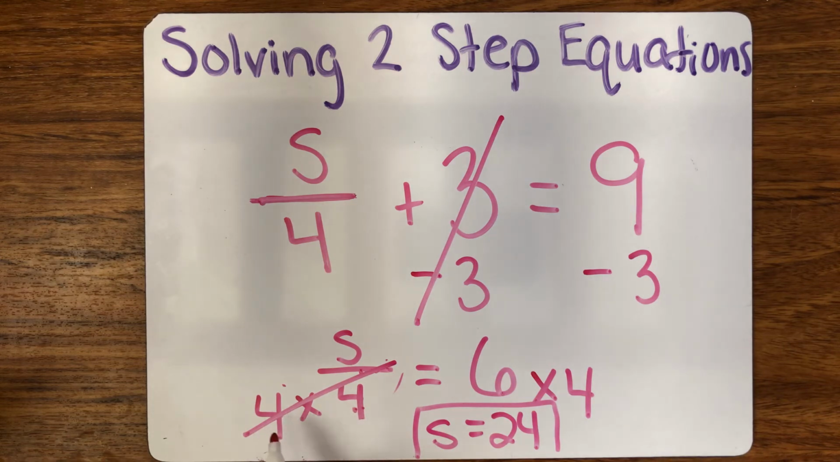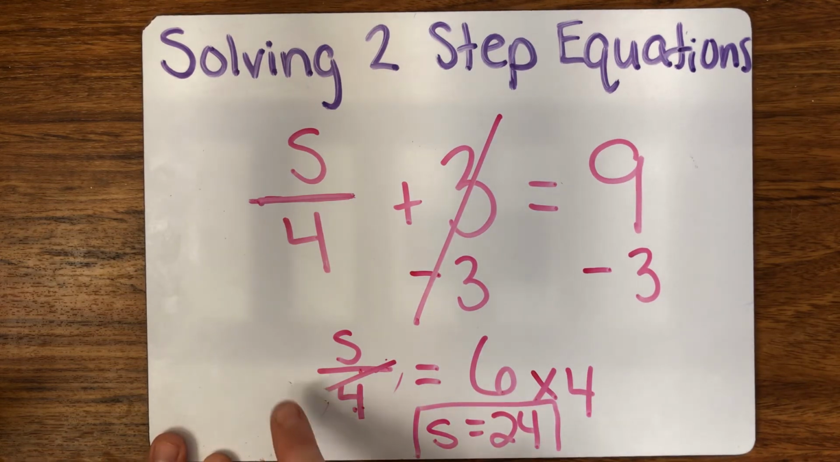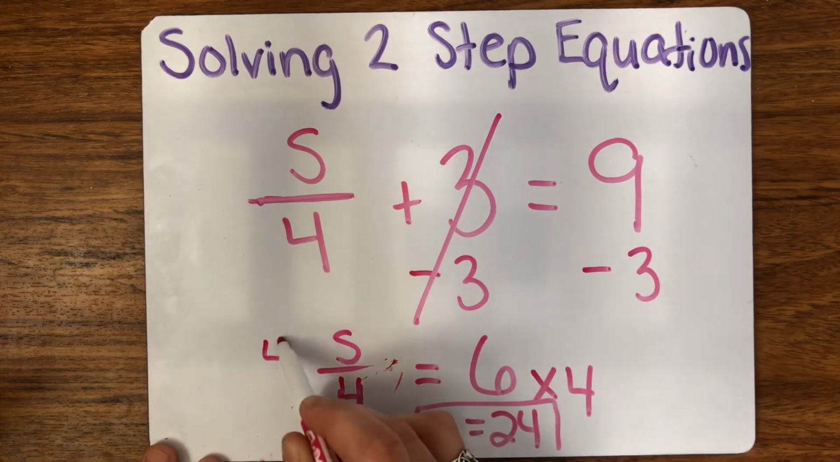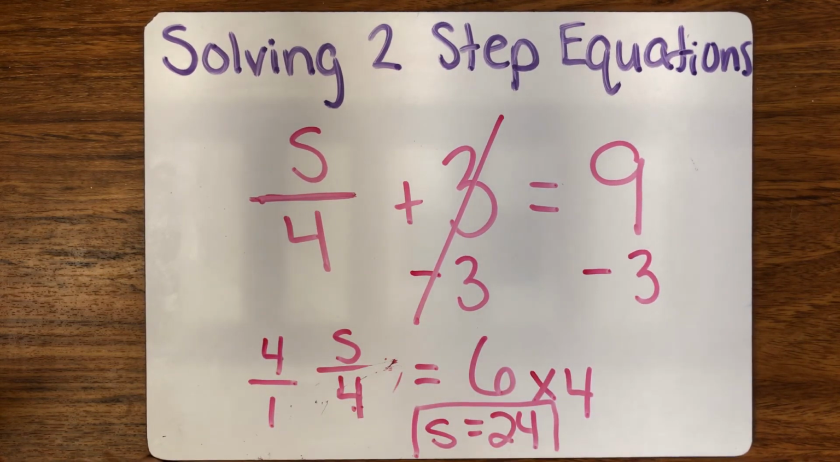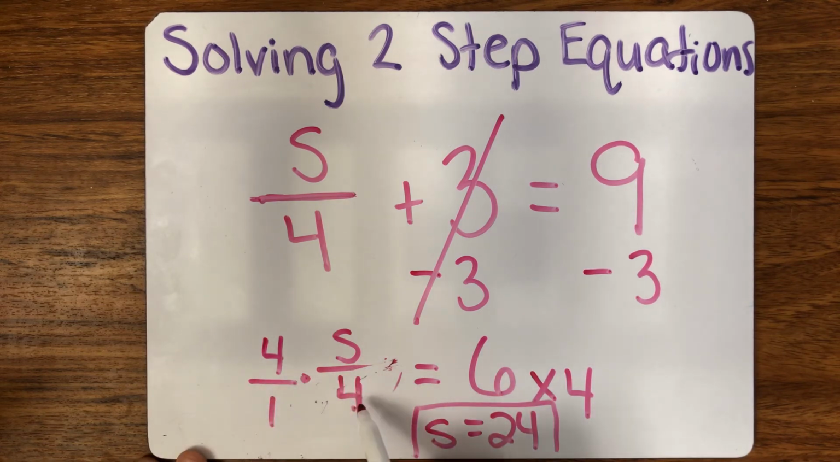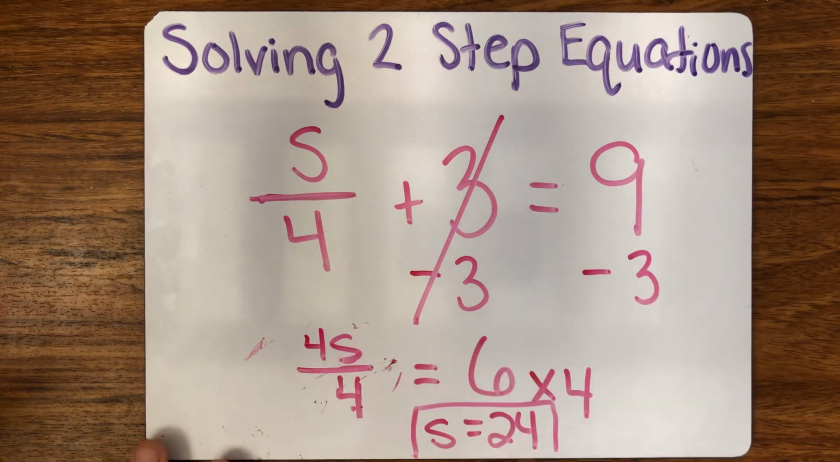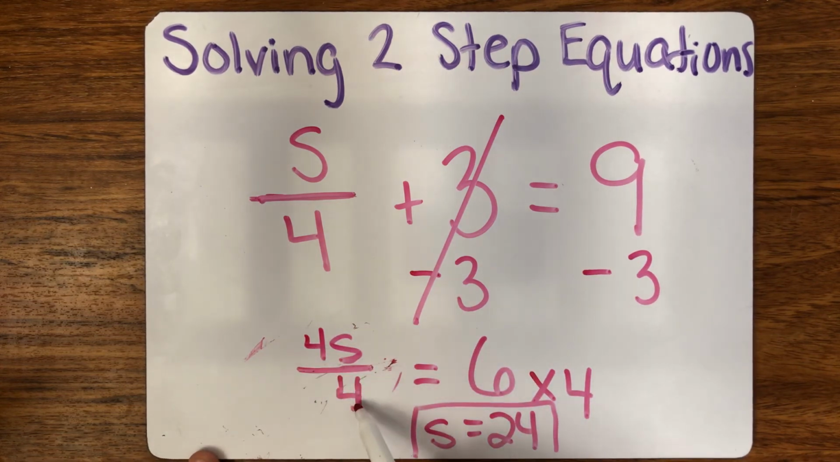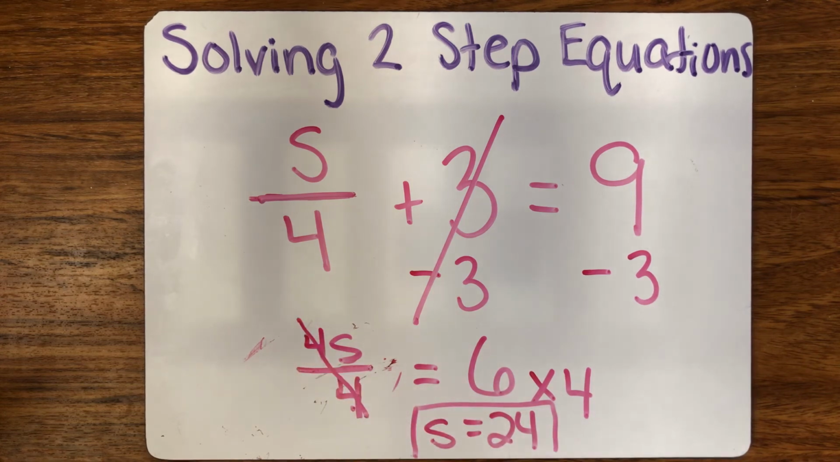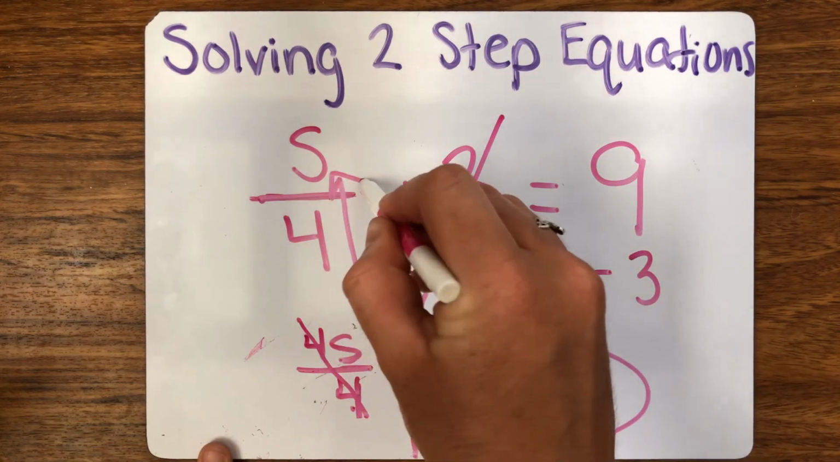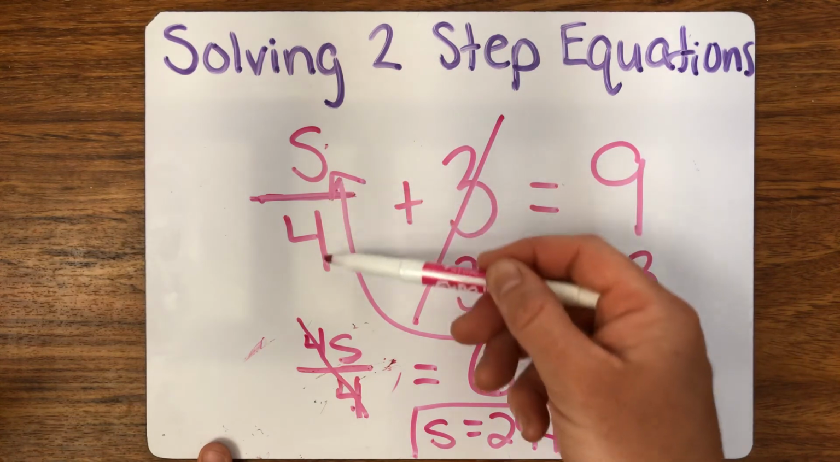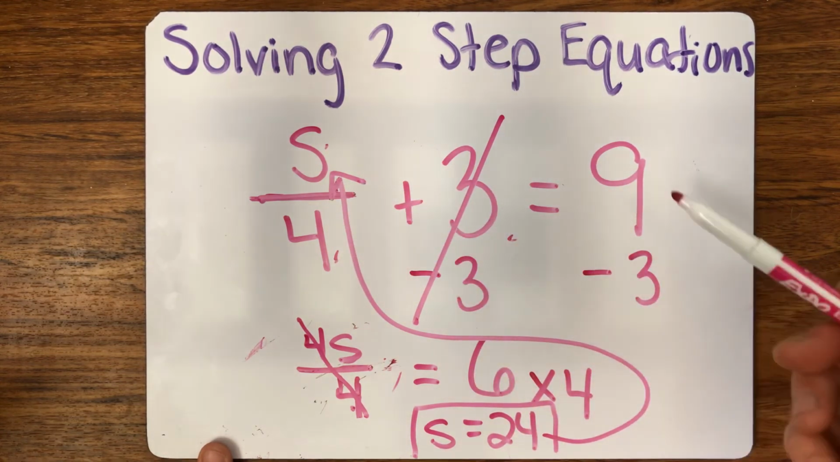Now you may be saying, Miss Rothstein, I do not understand how multiplying by 4 cancels these out. Well, really, this whole number 4 is really 4 over 1, because we can always put it over a 1. When you multiply these two across, we get 4s over 4. And 4 over 4 is equal to 1. So that's how they cancel out. But if you just follow the rule, whatever is happening, do the opposite, they always cancel. And again, we can plug in 24 for s. 24 divided by 4 is 6, plus 3 is 9.